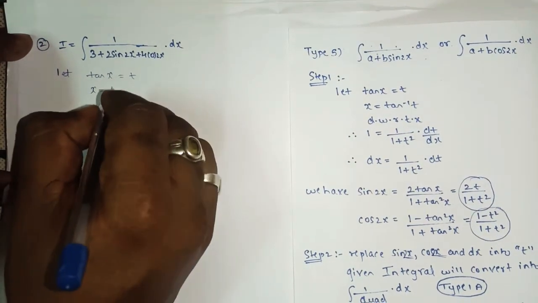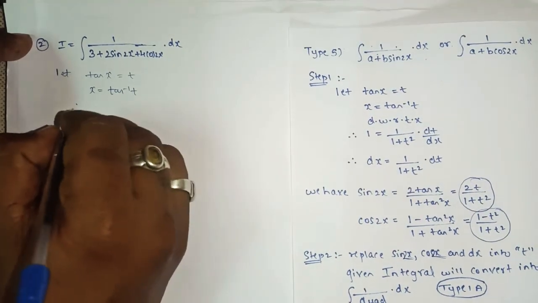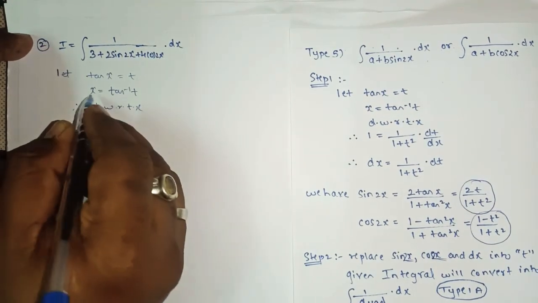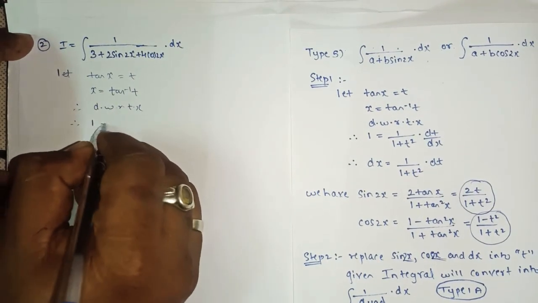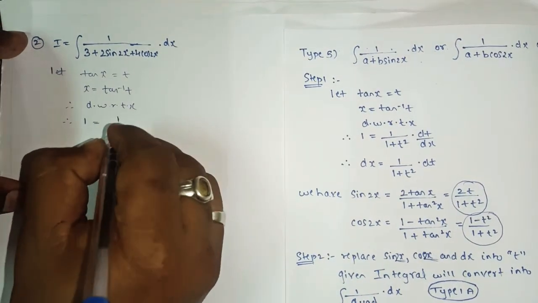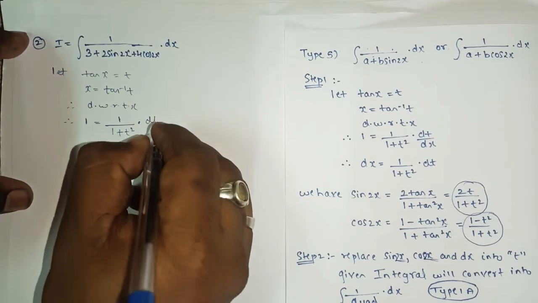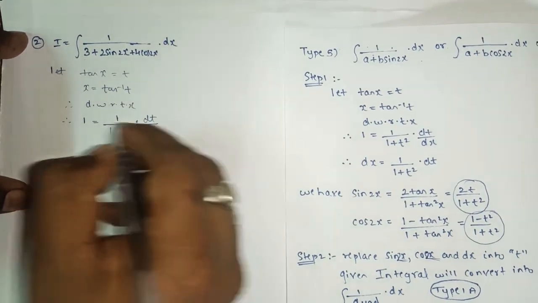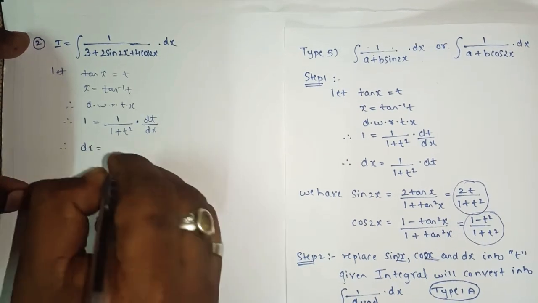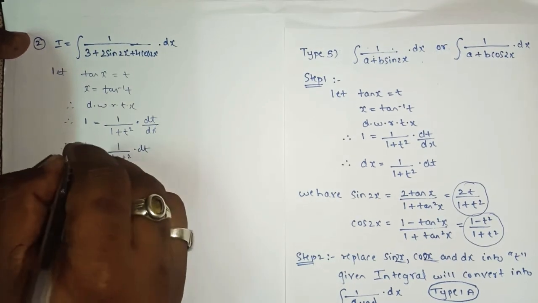Tan will go that side, so this will be tan inverse t. Now we'll find the derivative with respect to x. The derivative of x is 1. The derivative of tan inverse t is 1 upon 1 plus t square, and the derivative of t will be dt upon dx. So therefore, dx will be equal to 1 upon 1 plus t square into dt. Yes or no?